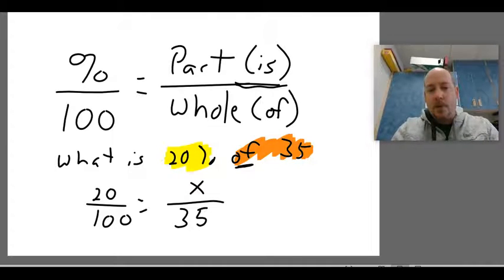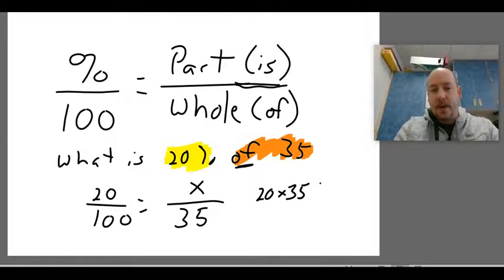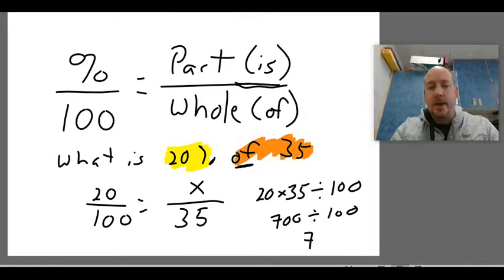Okay, and then we just want to solve for x, right? So we cross multiply 20 times 35, and we divide by 100. So that is 700 divided by 100, which is 7. And always make sure that makes sense. 20% of 35 is 7, right? 7 is a smaller chunk of 35. That seems reasonable. Okay. All right. So that's using the proportion.